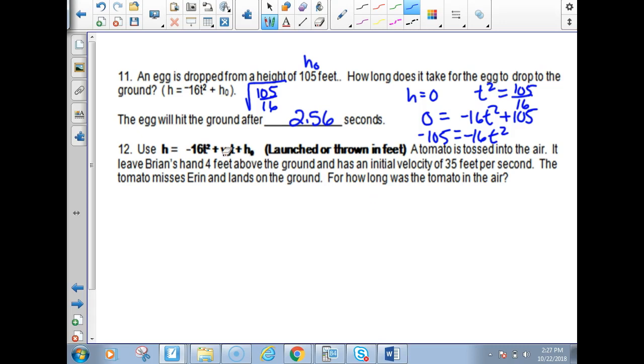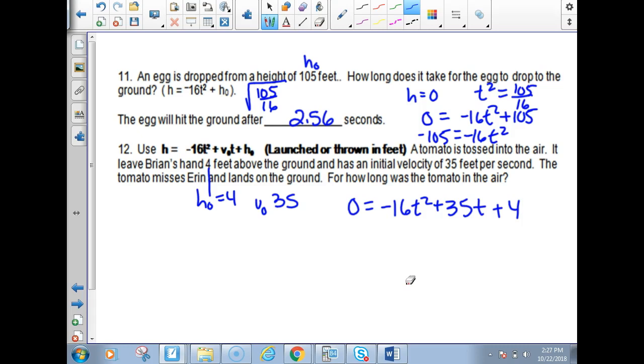Number 12, you are going to use the whole equation with the initial velocity in it. For this one, a tomato is tossed into the air. It leaves Brian's hand 4 feet above the ground. That's going to be h sub 0 is 4. Initial velocity of 35 feet per second. That's going to be your v sub 0. So, how long is the tomato in the air? Well, when it's not in the air, it's hitting the ground. The tomato misses her and lands on the ground. So height is 0, negative 16t squared plus 35t, I'm just filling in the formula, plus 4.